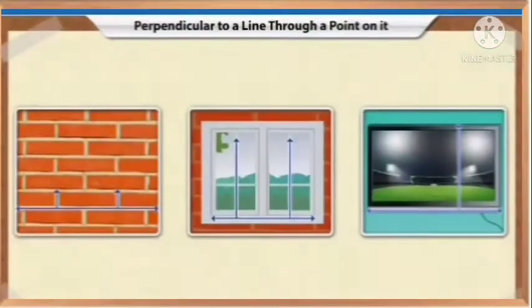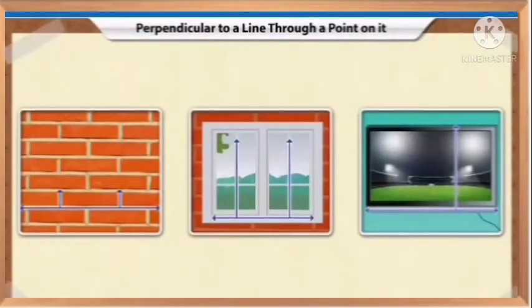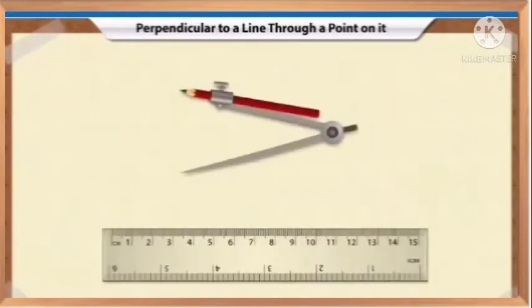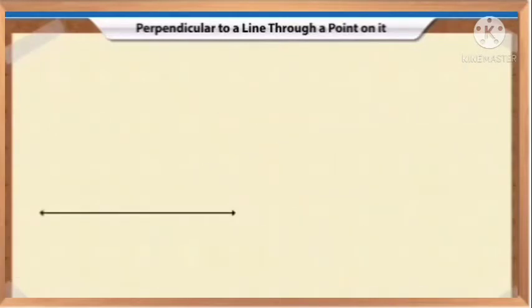Two lines are said to be perpendicular if they intersect each other at right angles. Let's learn how to construct perpendicular lines using a ruler and a compass. First, let's see how to construct a perpendicular to a line L through a point P on it.